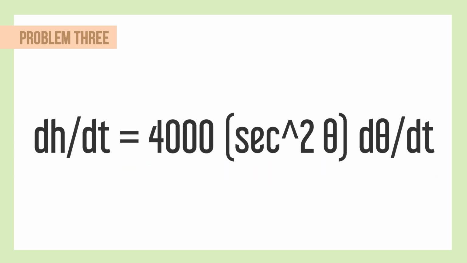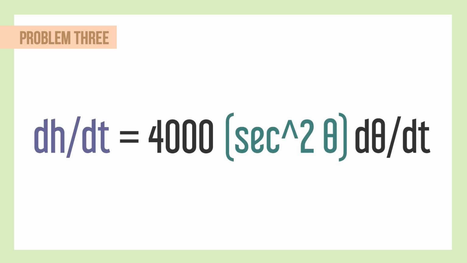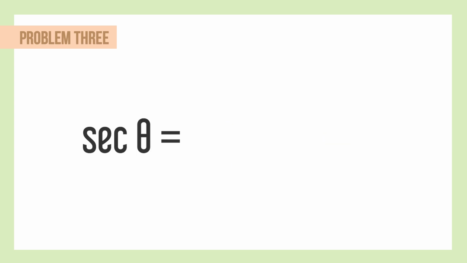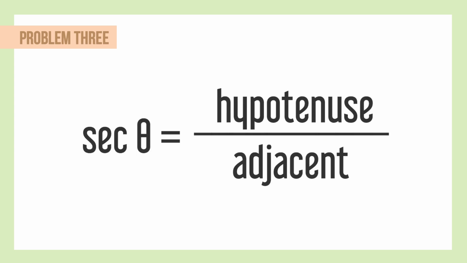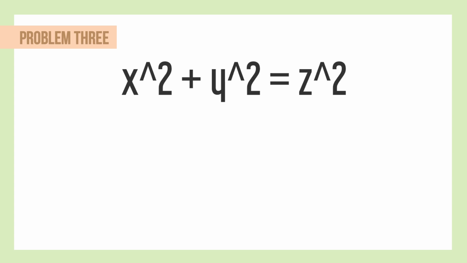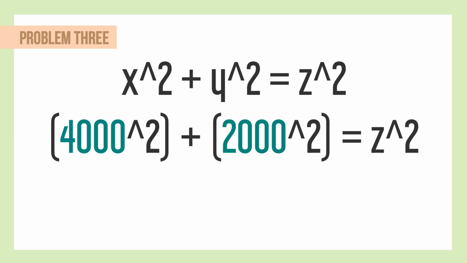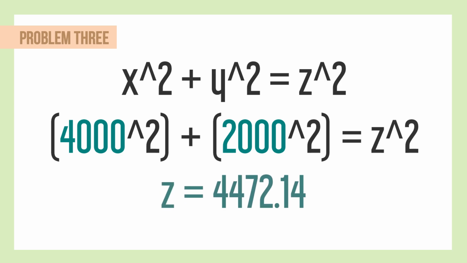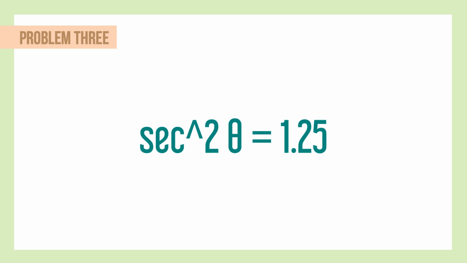We need to find values for this equation. Knowing that we already have the value for dh over dt, we will only find secant squared theta. Recall that secant is equal to hypotenuse over adjacent. Let us determine the measure of the hypotenuse by using the Pythagorean theorem. 4,000 squared plus 2,000 squared equals z squared. Simplifying, we now have z equals 4,472.14. Plugging these values in the equation, secant squared theta will be 1.25.